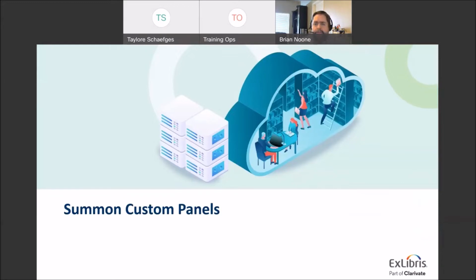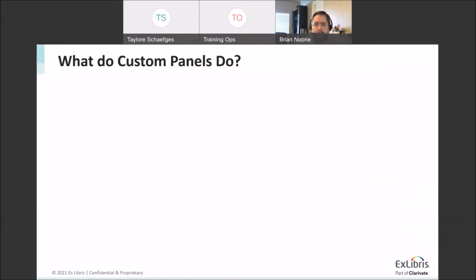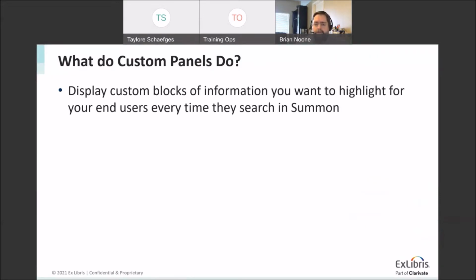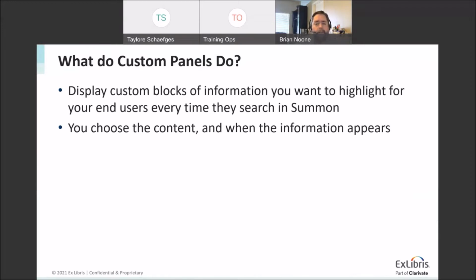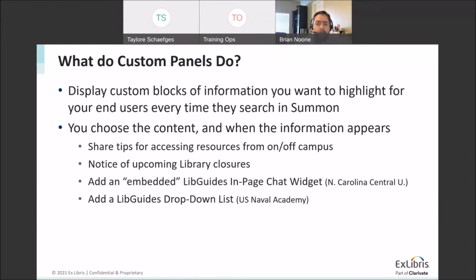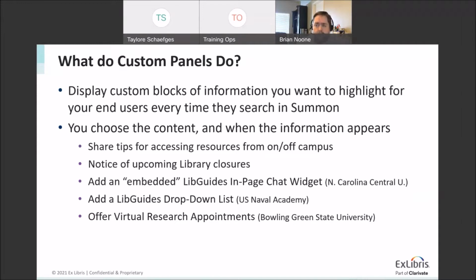So starting with custom panels and the eternal question, what do custom panels do? Very simply, they give you the ability to display custom blocks of information you want to highlight to your end users every time they search in Summon. You can choose the content, and you also can choose if it's information that always appears in the screen or appears selectively based on the user's search terms.